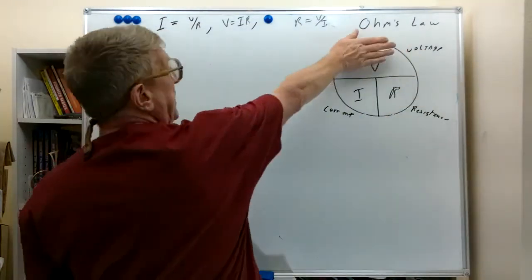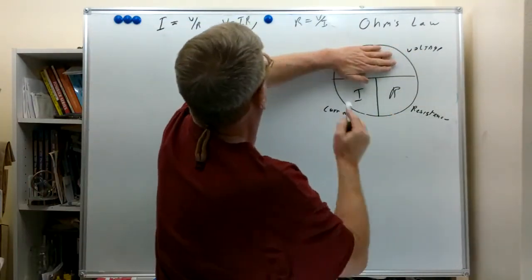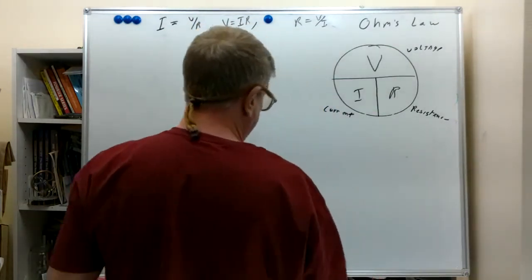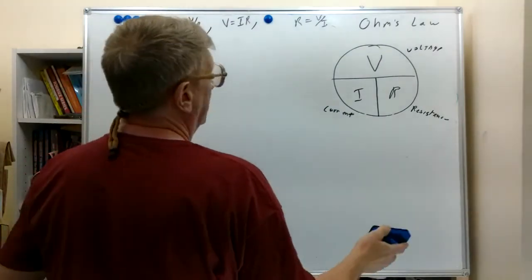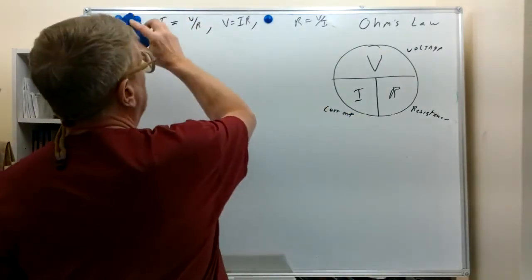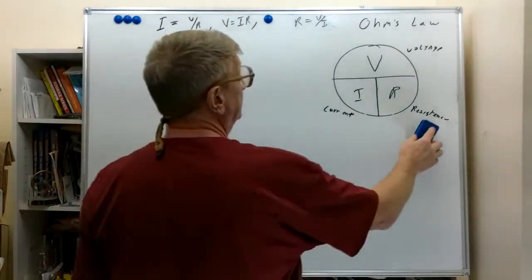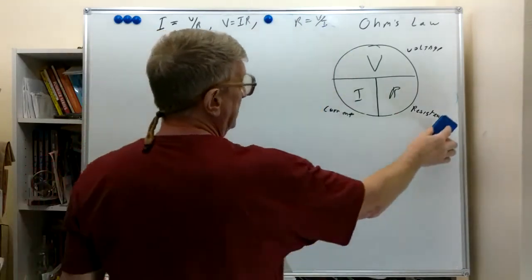Looking for the voltage, we cover up the voltage. Voltage equals current times resistance. So this is a handy little memory aid that you can use to avoid having to use algebra to solve for different variables each time. But I like to see that you understand how they relate.